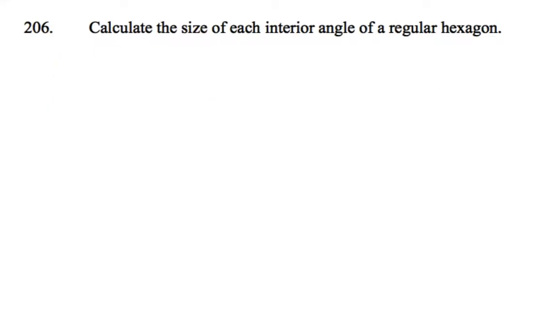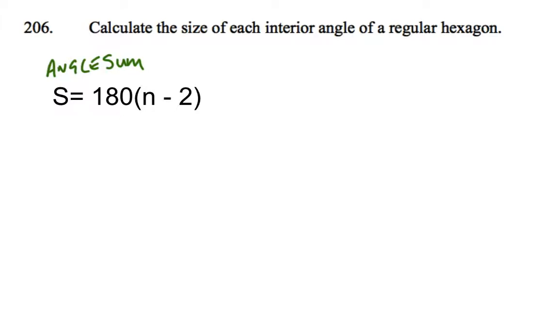Calculate the size of each angle of a regular hexagon. So we're saying it's a regular hexagon. Now we just got through saying that a regular shape, a regular polygon, has the same size angles. So all of the angles are going to be the same size as each other, which is going to help our calculation here. We've got to calculate the size of each interior angle. First of all then, we've got to find out the angle sum of a hexagon.